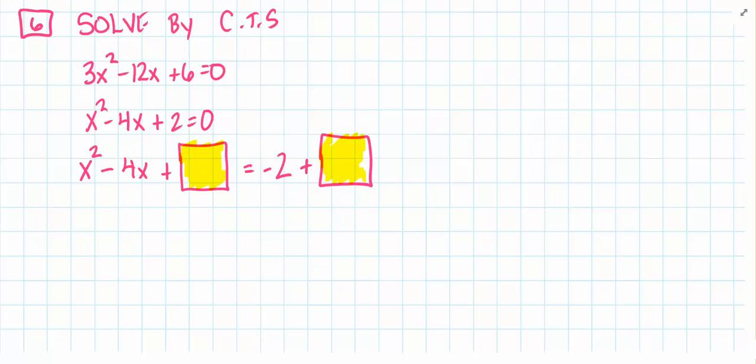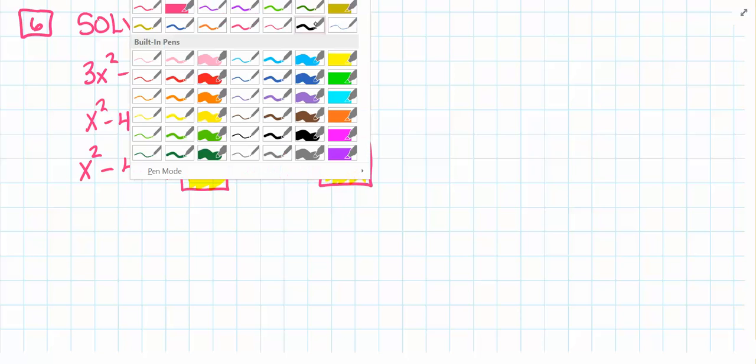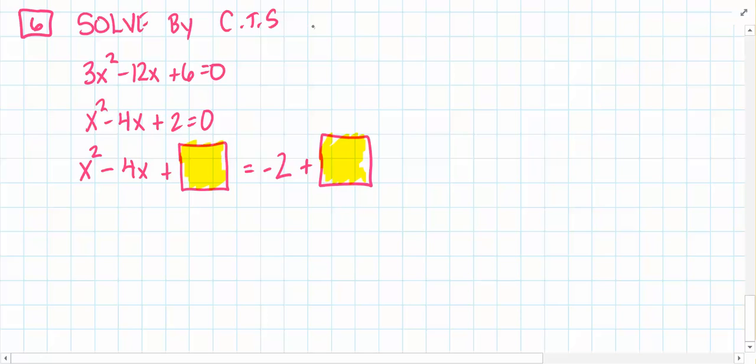So what number goes there? That's my question. Half of -4 is -2. Squared would be a positive 4. So a 4 goes here, and a 4 goes there. Now, what does that do for you? How does that help you? X minus 2 squared equals what? 2. All right, now we're back in square root land, right?